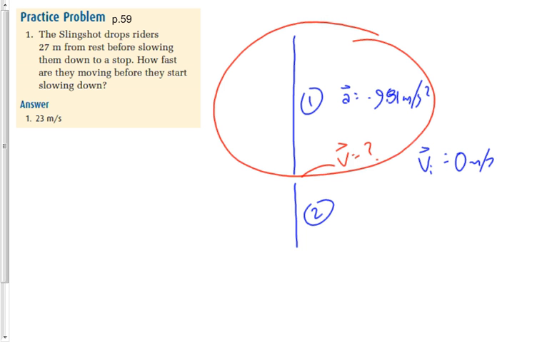What do we got here? A is negative 9.81 meters per second squared. Anything else there? What's the 27 there, Zach? Displacement. We're going to make it negative 27 though because it falls.